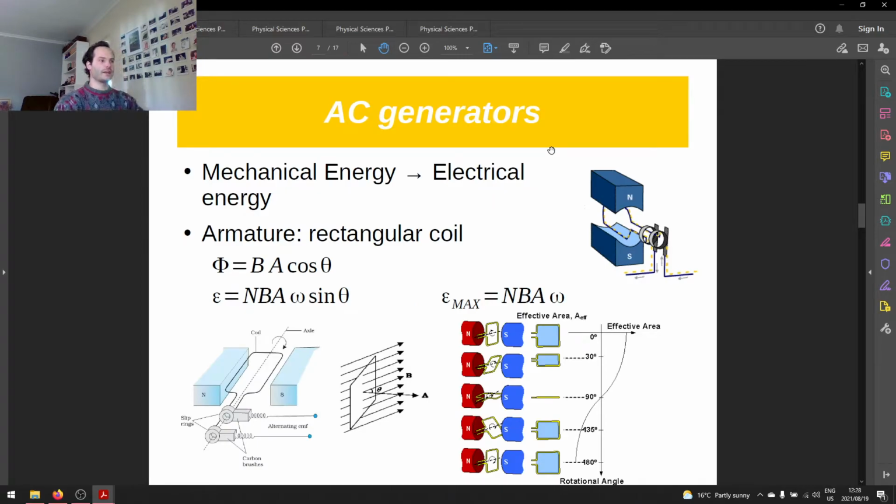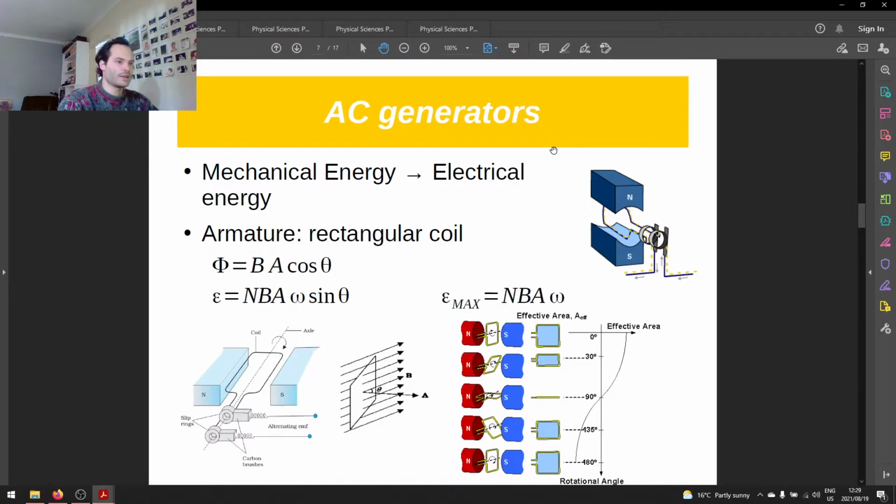Let's have a look at an AC generator. For all of these, for motors or for generators, you must be able to give the energy conversion. And the energy conversion for a generator is always going to be mechanical energy converted into electrical energy. Remember, I'm spinning the generator, therefore I'm giving mechanical energy and I'm getting electrical energy back. Then an armature, you can see there's just a rectangular coil. Most generators are going to have multiple armatures, all right?